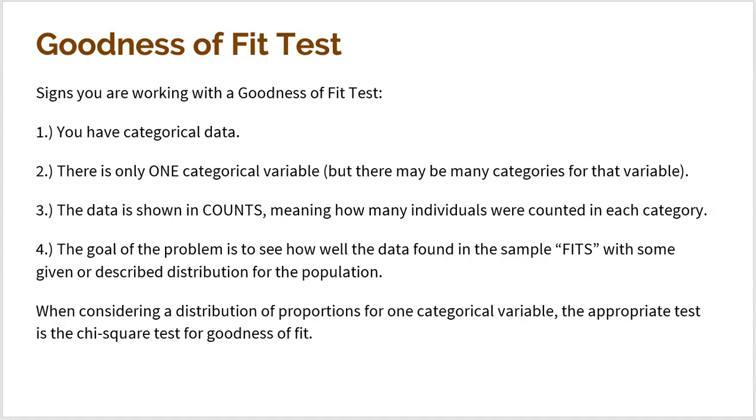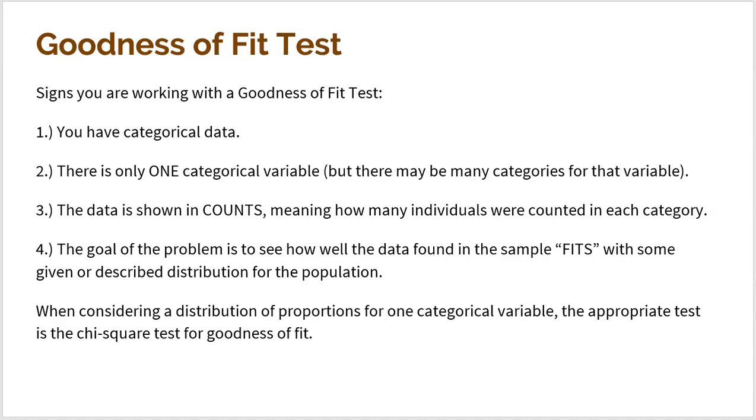Number 1, you have categorical data in front of you. You have data that comes in the form of words. There are different categories that any person in the sample could fall into. Each individual falls into a particular category. I like chocolate ice cream. I like vanilla ice cream. I like strawberry ice cream. I'm going to fall into the category that represents me. The other side of a goodness of fit test is there's only one categorical variable. But there could be many categories: strawberry ice cream, banana ice cream, chocolate, whatever. The list goes on. There are many different categories within that one categorical variable of favorite flavor of ice cream.